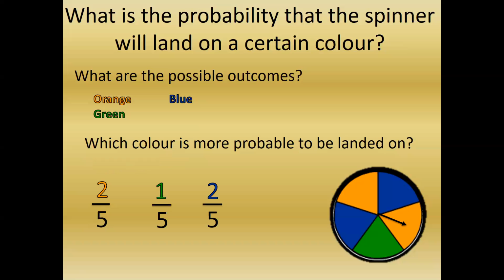Now, which color is more probable to be landed on? What does probable mean again? Likely. So which color is more likely to be landed on? Is there any certain color that is greater than the other ones? We have 2 over 5 for orange, 1 over 5 for green, and 2 over 5 for blue. Which fraction is the greatest? 2 over 5. But there's 2 of them. So that means both orange and blue are the more probable colors to be landed on.